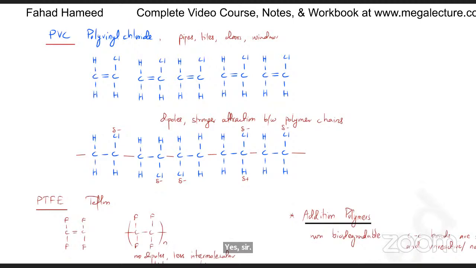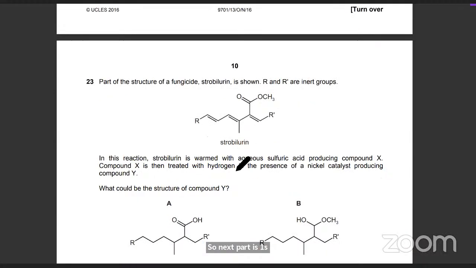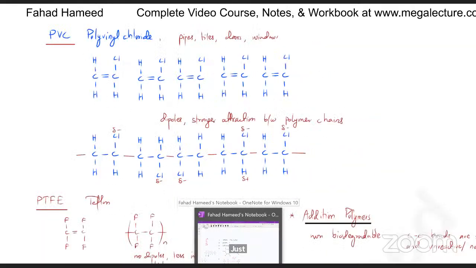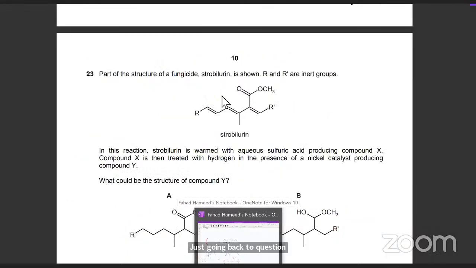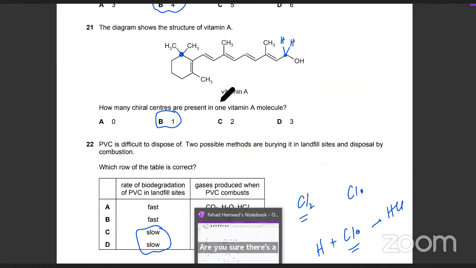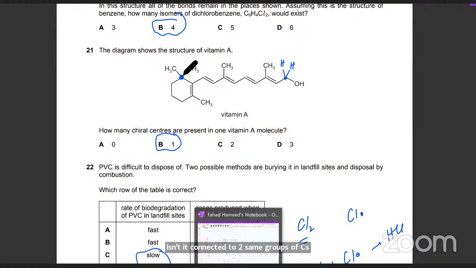So the next part is... Sir, just going back to question 21. Are you sure there's a chiral center? The one you highlighted, isn't it connected to two of the same groups? That's the same group, so it's not chiral. So are there no chiral centers then? That means it's going to be 0. Oh okay, I didn't see that. They were exactly the same.